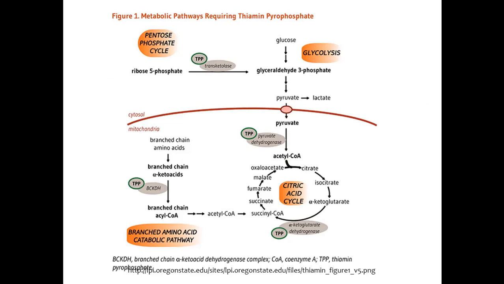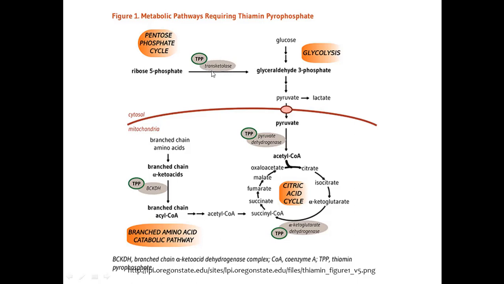So, the metabolic pathways requiring thiamine pyrophosphate. Now, thiamine pyrophosphate is the active form of thiamine that is needed for these processes to occur. So when you take a supplement that is just thiamine hydrochloride or thiamine mononitrate, that's not actually active thiamine. It needs to be converted. And so thiamine pyrophosphate is the compound that we really want, certainly within the brain and the rest of the body.